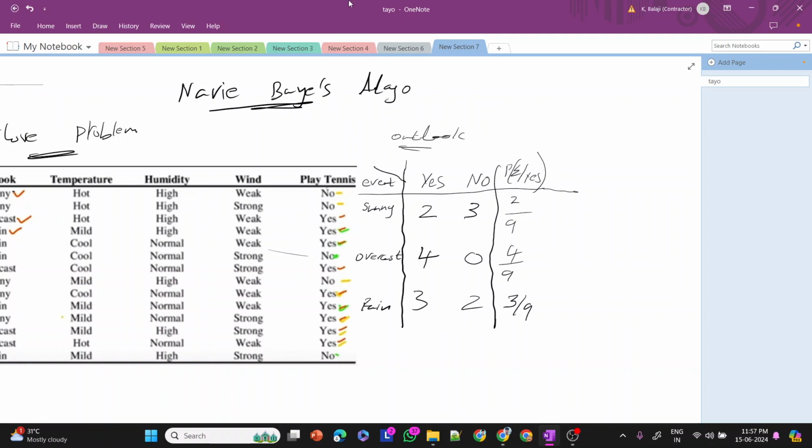The probability of the event given no, where the player did not play a game: when it is sunny, the person not playing a game is 3 by 5, overcast is 0 by 5, and rain is 2 by 5. We compute it like this.